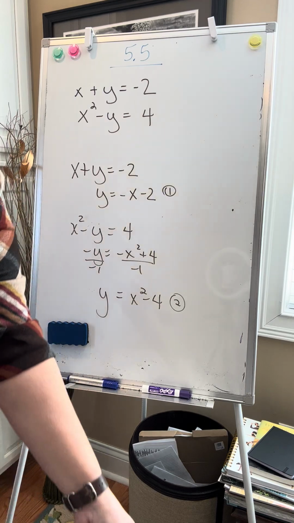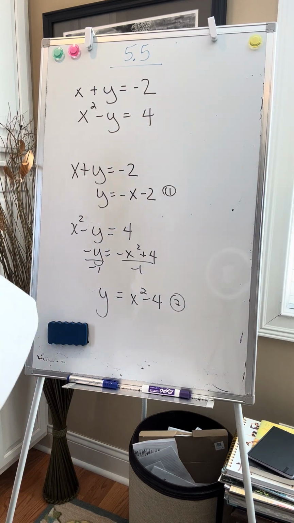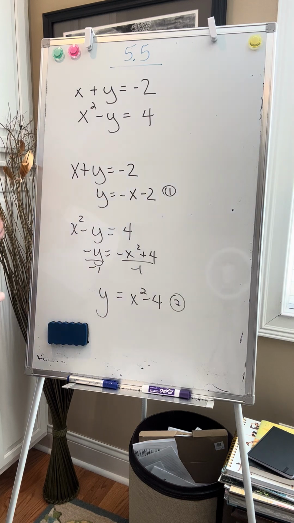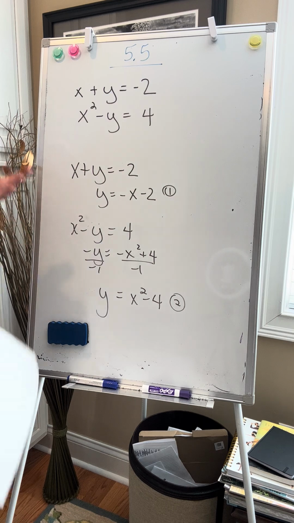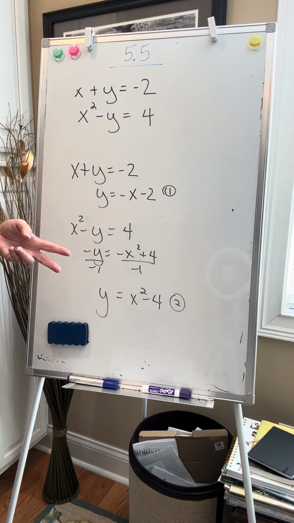Okay, in this section, we're talking about section 5.5. These are the nonlinear systems of equations. We only do two sections in chapter 5. Chapter 5 is about systems of equations.